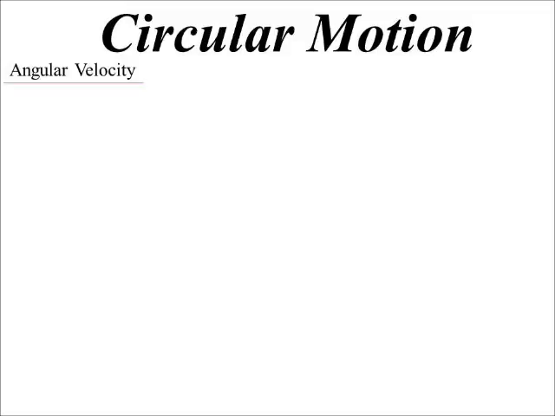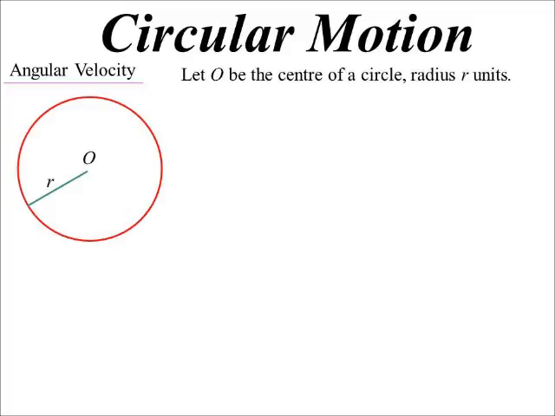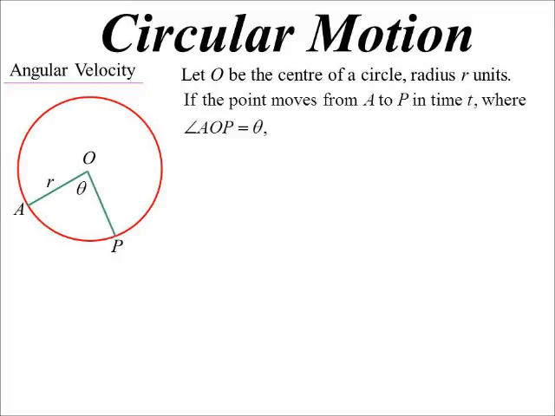We have a thing called angular velocity. So here's our circle. O is obviously the centre, r the radius. And if I move from A to P, I'm going to sweep out some angle, theta. We could call that the angular displacement. That's how much of an angle we've displaced.